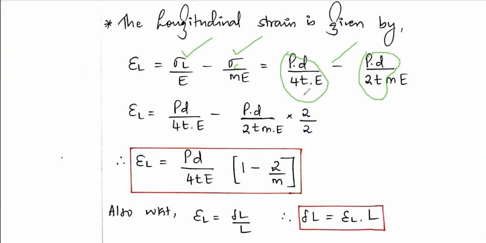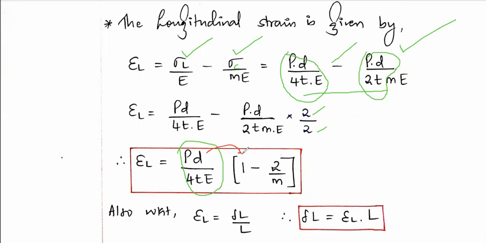Now if you just check out these two terms, what are common here? I'll be taking PD divided by 4TE as a common term. In order to accomplish this, this second term is multiplied by 2 and divided by 2. Here multiplying and dividing by 2, the value is going to remain same. However, it will be helpful for me to take the common term as PD divided by 4TE. So whenever you are taking PD divided by 4TE as common, the remaining thing left out in the bracket will be 1 minus 2 by m.